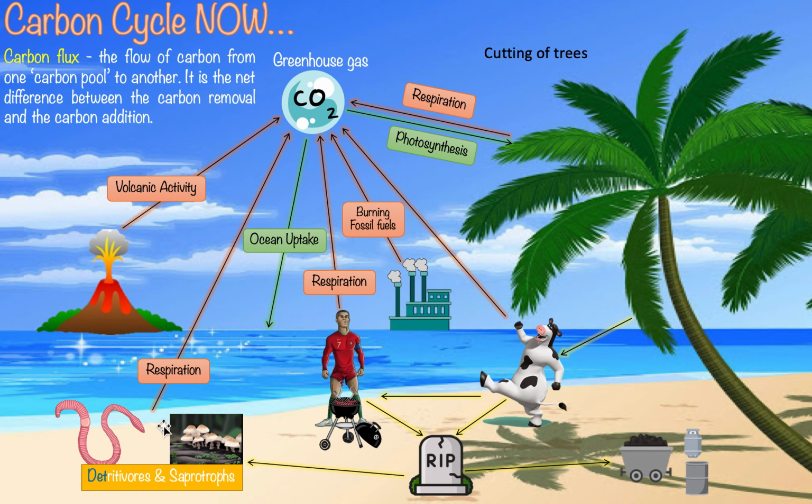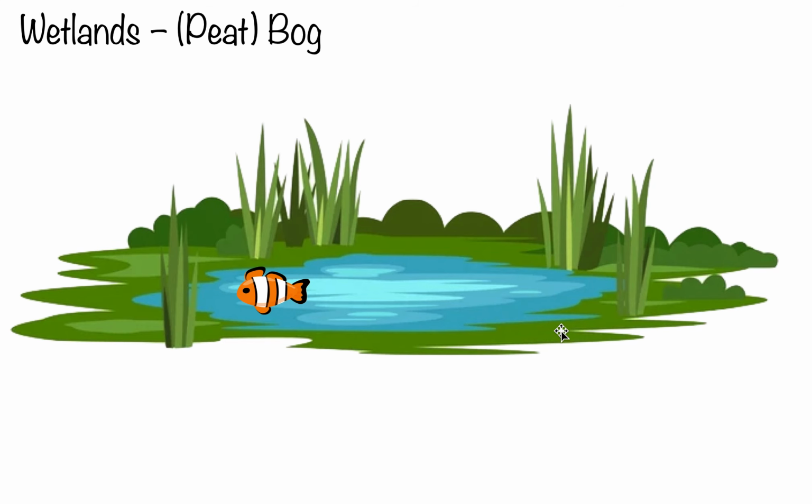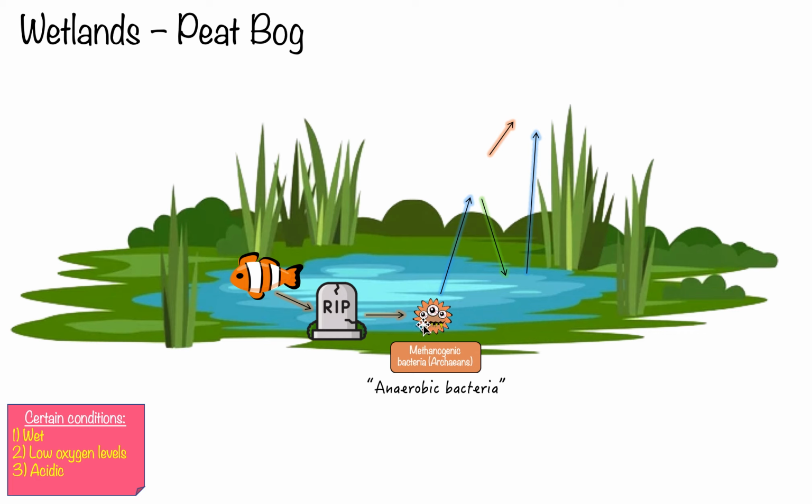So these detritivores and saprotrophs survive in high oxygen conditions, and so when you die, they can break you down, contributing to the carbon cycle. Now, these organisms do not live in high oxygen conditions. They love these wetlands where there's low oxygen, wet and acidic, right? So when you die, you're not going to get broken down by saprotrophs and detritivores or any kind of aerobic bacteria. You're going to get broken down by methanogenic bacteria, specifically anaerobic bacteria, bacteria that don't like oxygen at all.